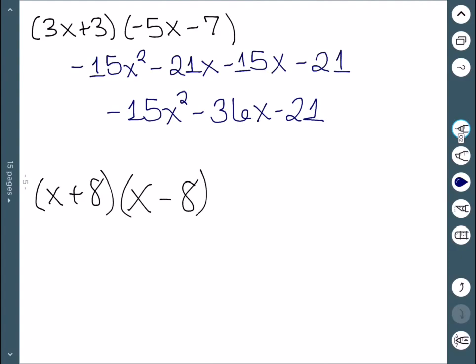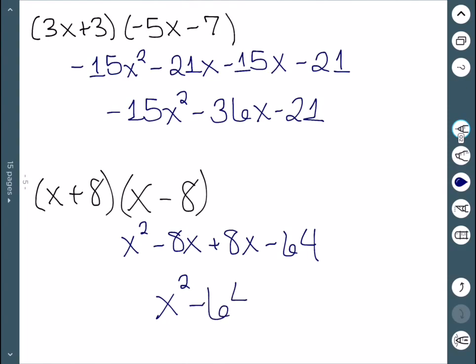The next one, the first two terms, x times x is x squared. The outside two, x times negative 8 is negative 8x. The inside two, 8 times x is 8x. And the last two, 8 times negative 8 is negative 64. We can see that negative 8x plus 8x is going to cancel, so we're left with just x squared minus 64.